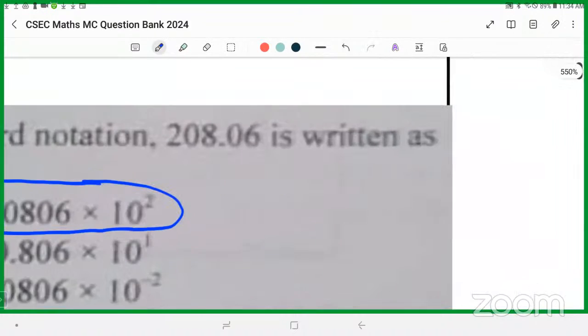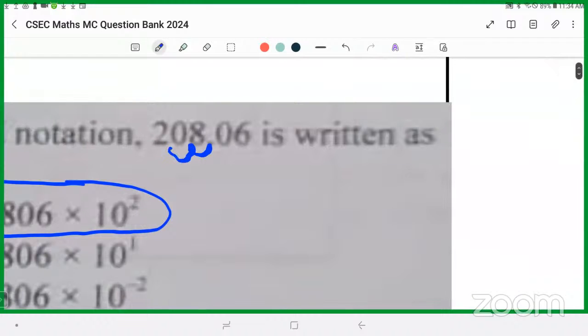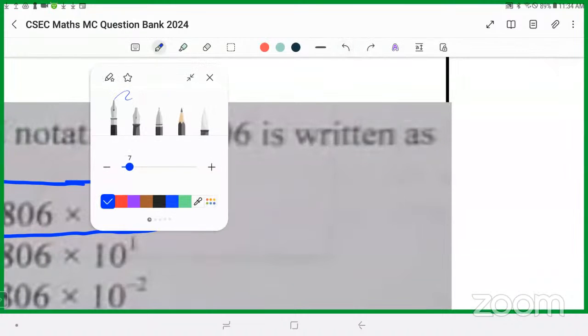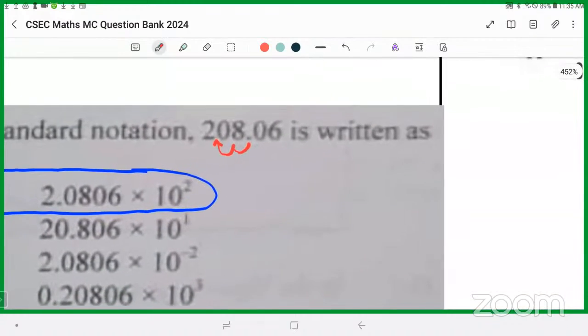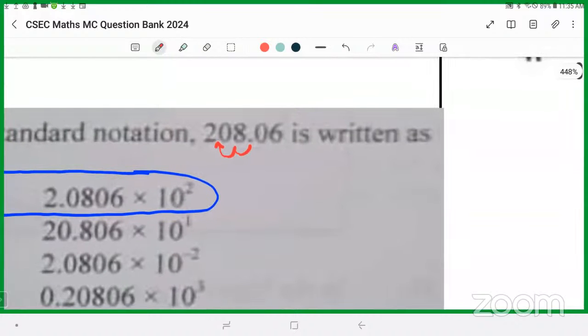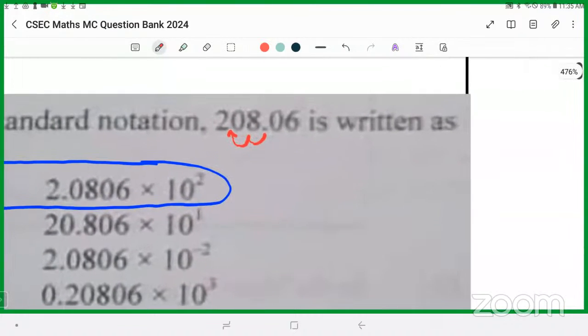If you want to work it out, you could say, okay, I need the decimal point to be here. 2 places to the left. To get it there, I have to now divide by 10 squared. I can say multiply by 10 to the minus 2 to move it back. So this will move it back for us. 2 places to the left.